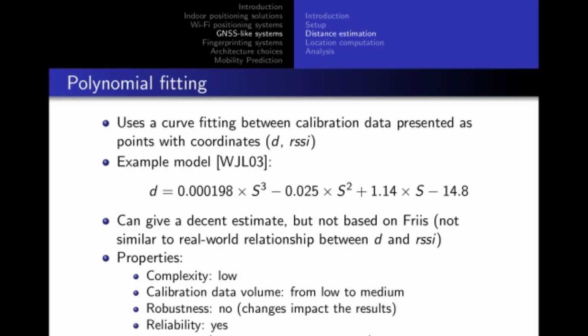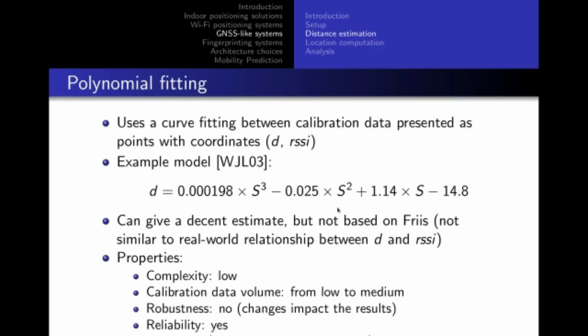Now, the polynomial fitting. It will use a curve fitting between the calibration data presented as points with coordinates D as the x coordinate and RSSI as the y coordinate. An example model here is D equals 0.000198 times RSSI cubed minus 0.025 multiplied by RSSI squared plus 1.14 multiplied by RSSI minus 14.8.